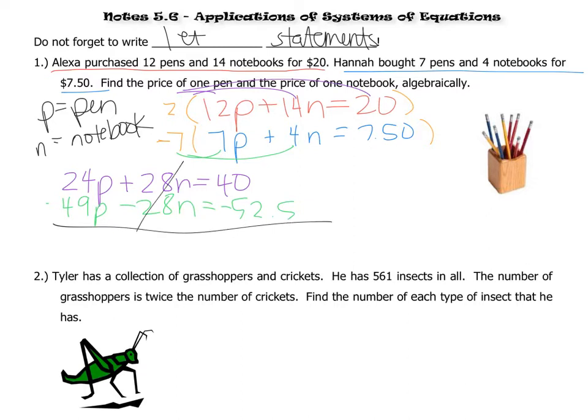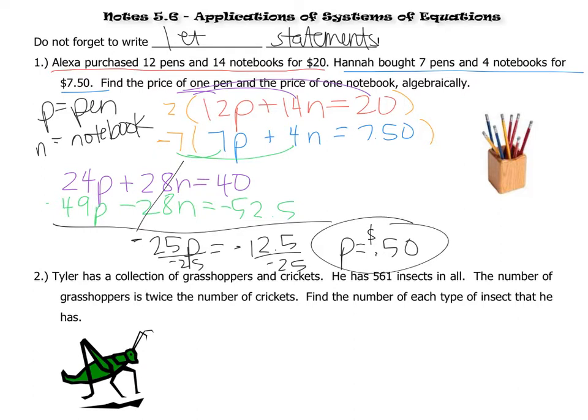The n's eliminate, and I have negative 25p equals negative 12.5. We're going to divide by negative 25 on each side. And 12.5 divided by 25 is 0.5. So the pens cost 50 cents.